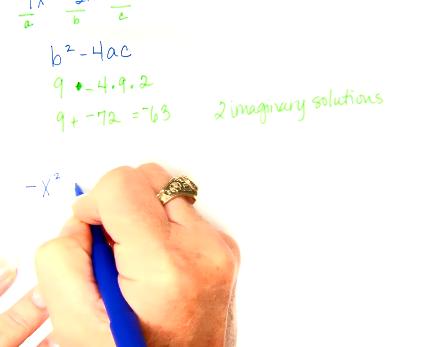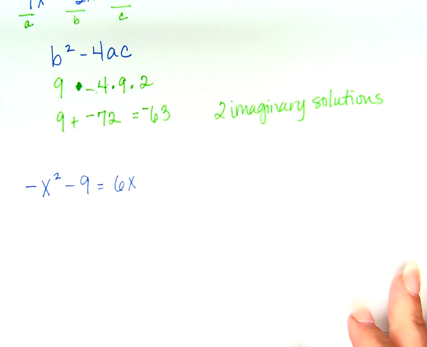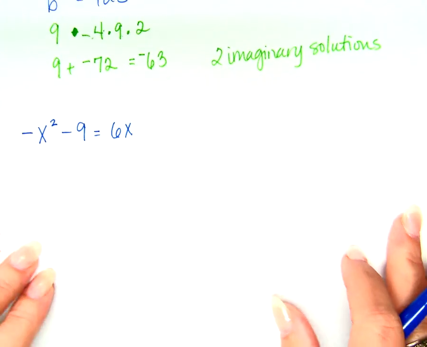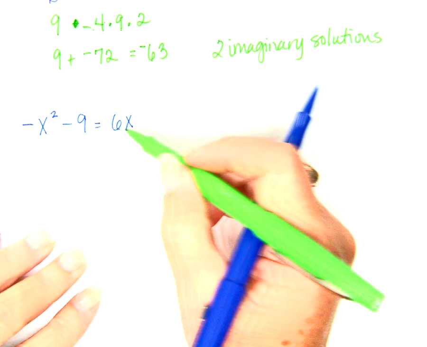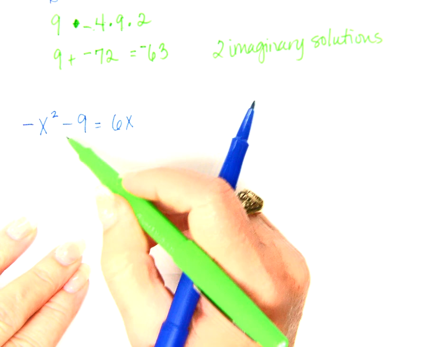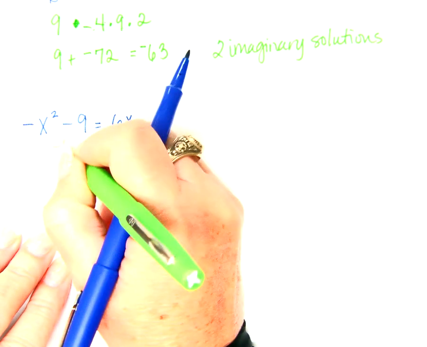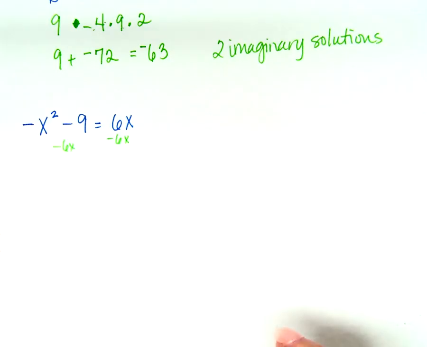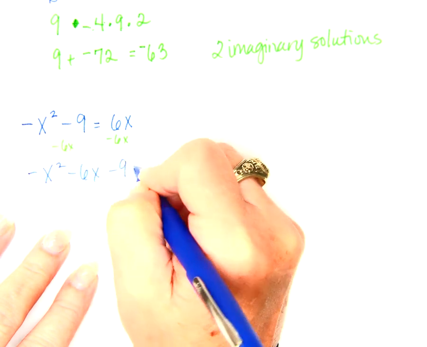Negative x squared minus 9 equals 6x. So first, I have to make it equal to 0. I have 2 choices. I can subtract 6x from both sides, or I can add x squared and 9 to both sides. Which one do you want to do? Okay, if I'm subtracting 6x from both sides, first of all, is one of those more correct than the others? No, not at all. Negative x squared minus 6x minus 9 equals 0.